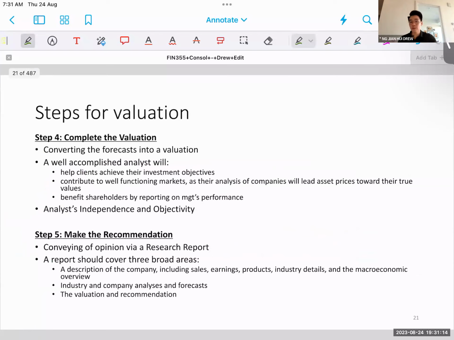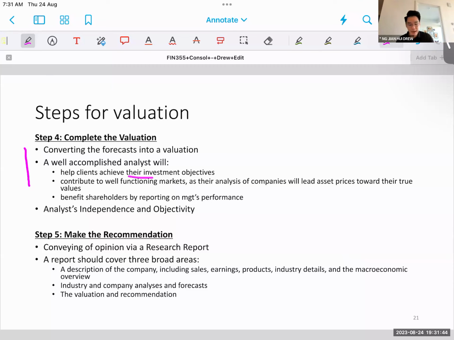Okay, so after you choose your model, you calculate using Excel various numbers. At the end of the day, we have to value the firm, right? So we have to say, okay, based on all the qualitative and quantitative figures that have been given to you, is this a firm that is undervalued, overvalued, and what should we do? Should we buy? Should we sell, etc.? So we complete a valuation.